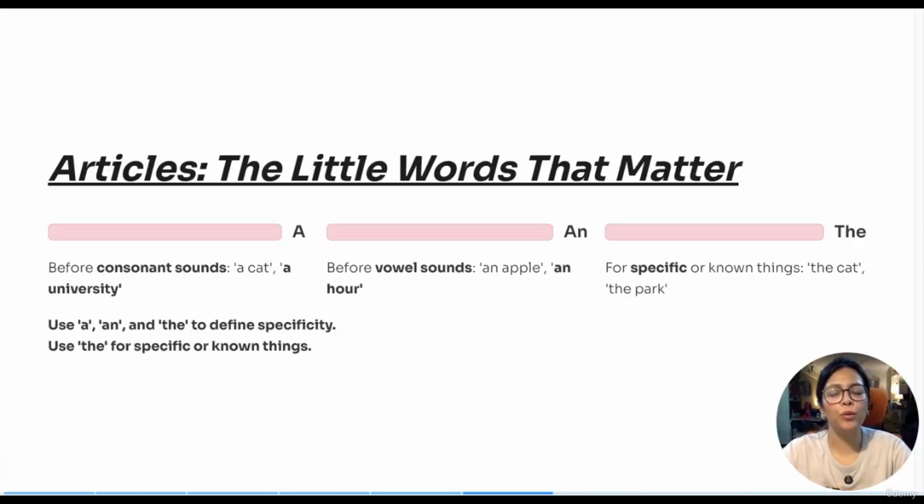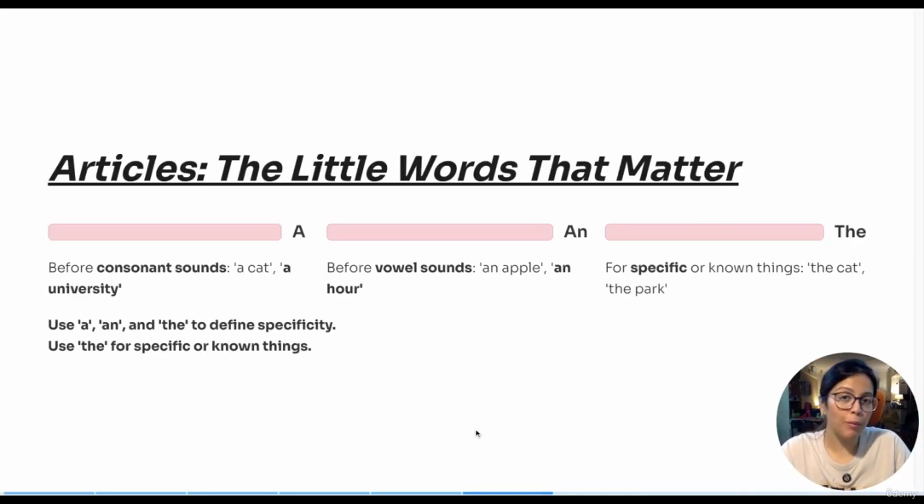Now let's look at articles, the little words that really play a very important role in sentence construction. I've seen a lot of people still getting confused between a and an. So let's fix this today. There are three kinds of article: a, an, and the.